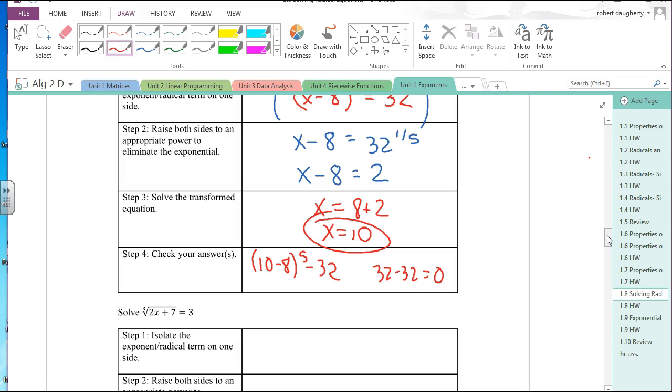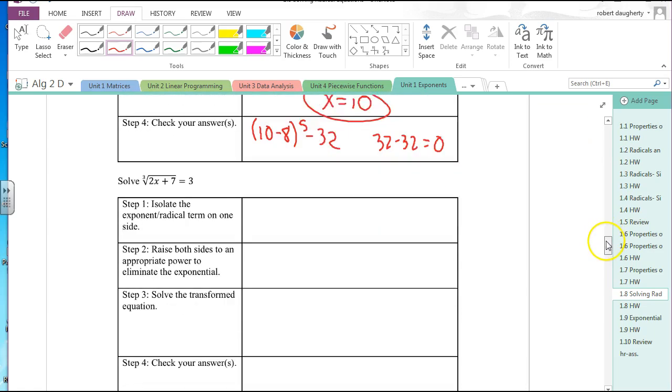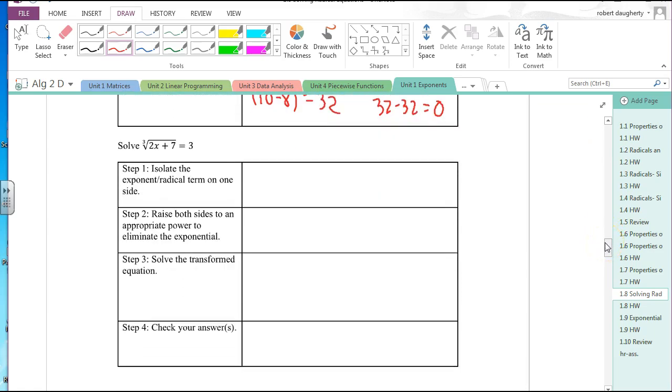Okay, let's continue on. The cube root of 2x + 7 equals 3. I don't want the cube root of 2x + 7. I really just wanted 2x + 7. Okay, so what would I need to do to both sides of this equation? Cube them. Okay, so I will need to cube both sides of this equation.